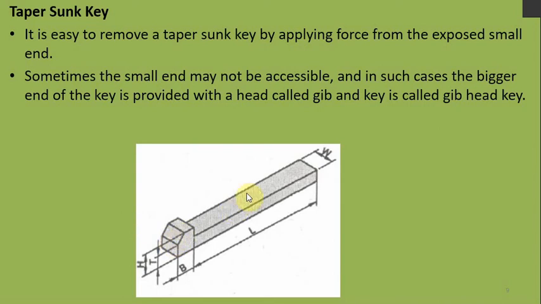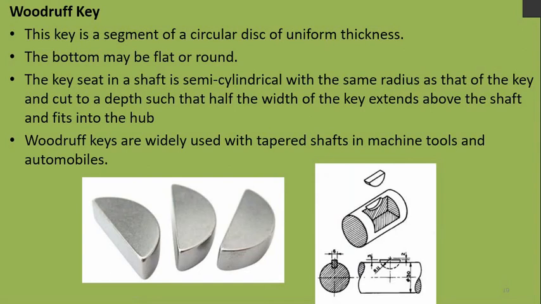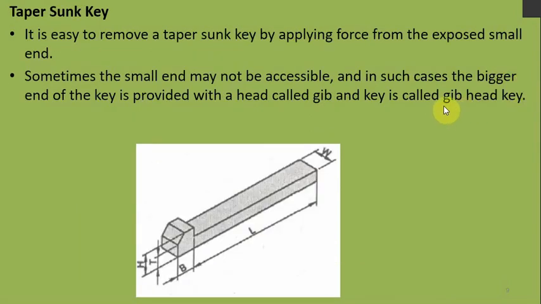That means, suppose this is the smaller end and this is the bigger end. If I want to remove this key, I have to give a blow on the smaller end. In some cases, the smaller end will be inside the machine element, so it may not be accessible. In that case, we will provide a head on the bigger end. This head is called a jib. So this jib is used for easy removal, and such keys are called jib head keys.